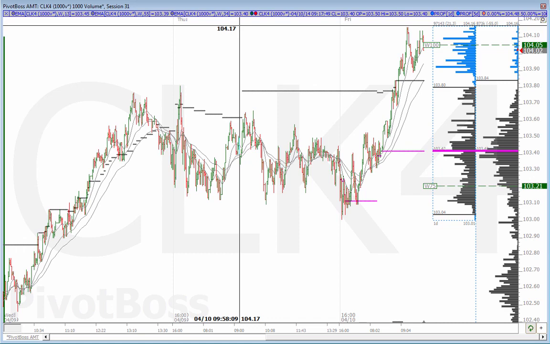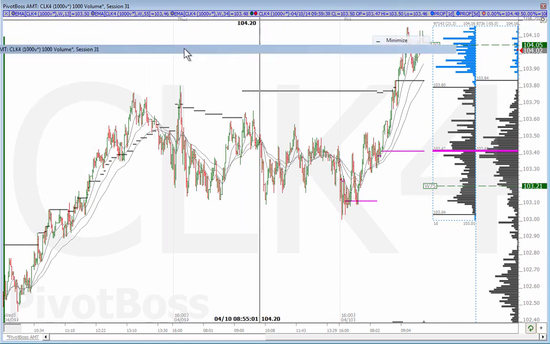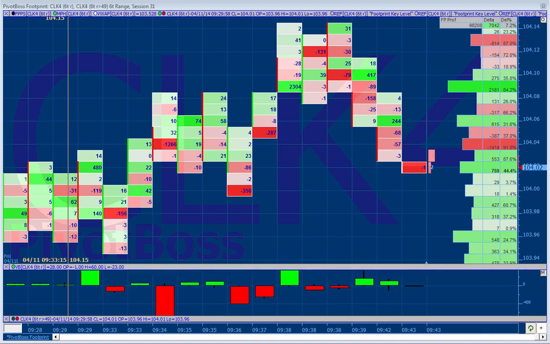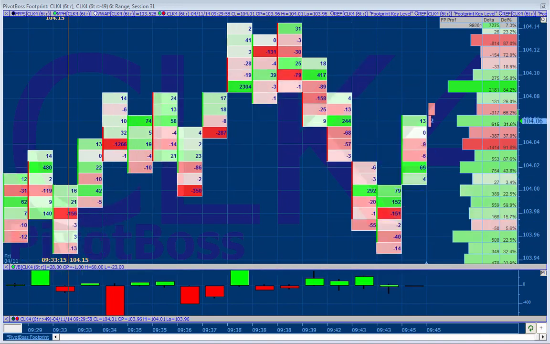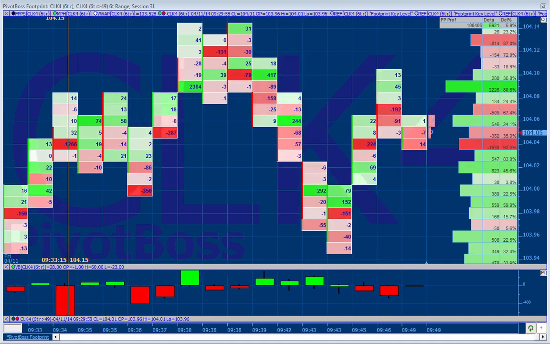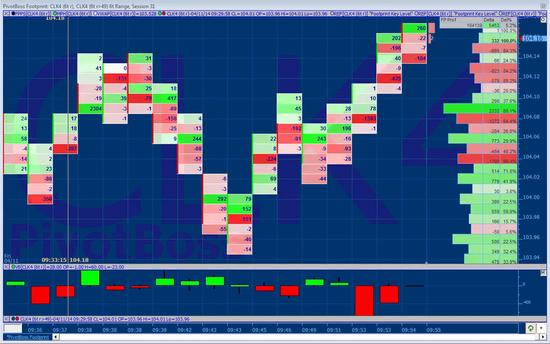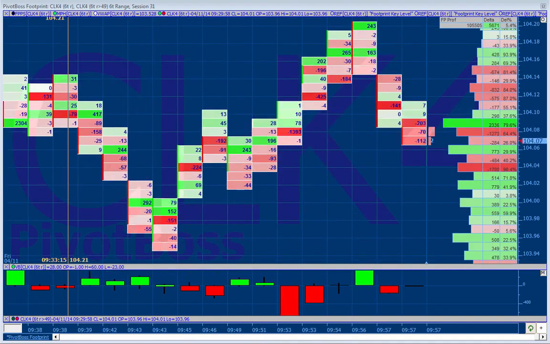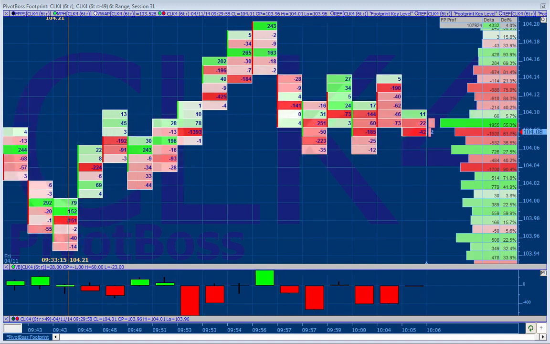So let's go ahead and proceed. Let's look back at the footprint chart now, and let's push play. As we push play, price pushes down into 103.94 and pops higher. Okay, so right now we continue to have absorption above 103.88 to 103.92, and price pushes higher to 104.20 and immediately is sold.